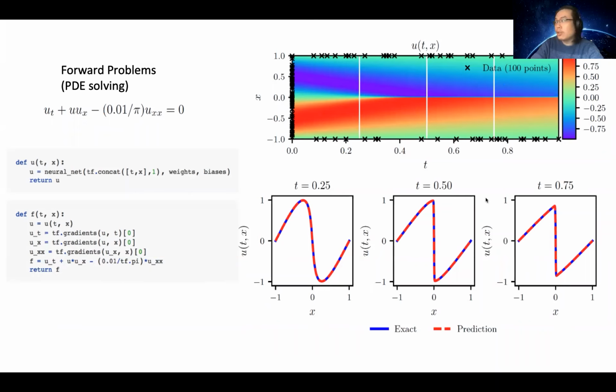And here we show the solution on three time snapshots. So basically, the training data is only on the boundary. Yeah, training data is on the boundary and the initial condition. But you also have the PDE, right? You told the neural network the PDE, so you can solve the PDE.